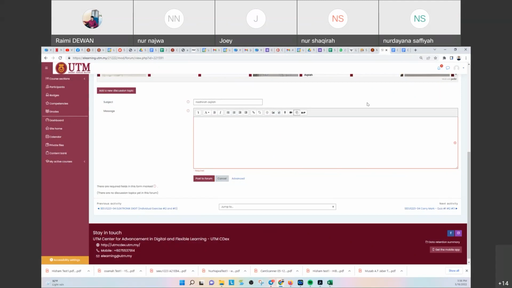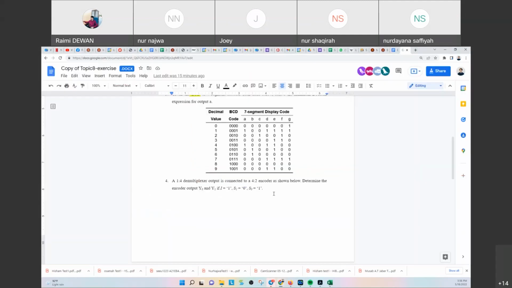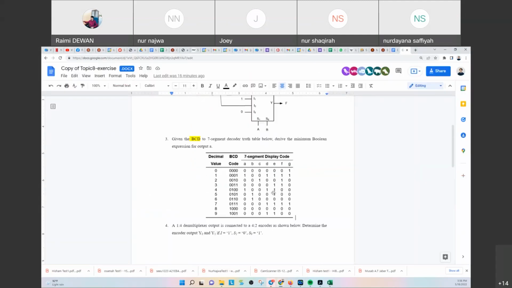You paste at the Padlet while I'm searching. I mean the answer. Okay, not that difficult. What is the question here? The question is about demultiplexer, the opposite of what I said. If multiplexer is many to one, demultiplexer is one to many. So this is a 1 to 4 demultiplexer, one input to four outputs.